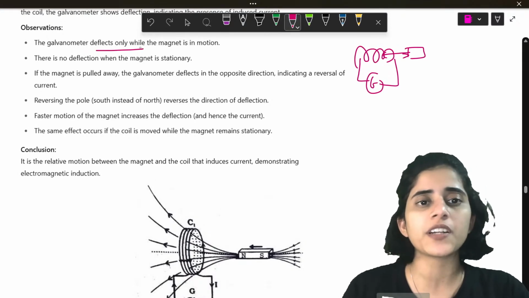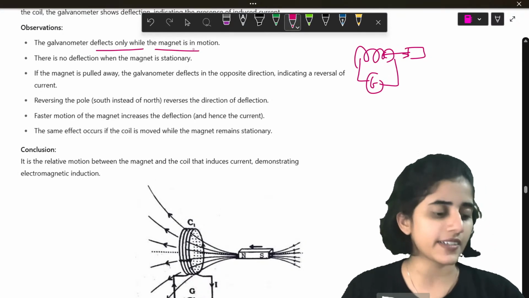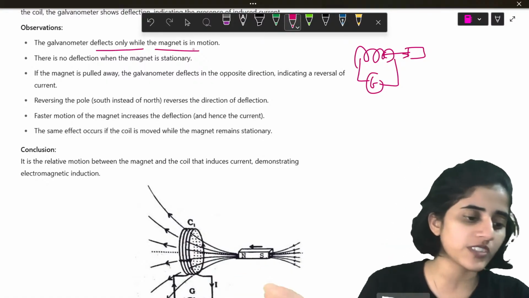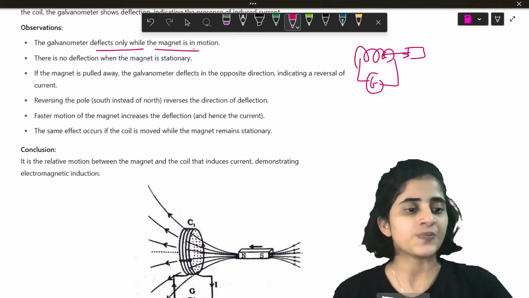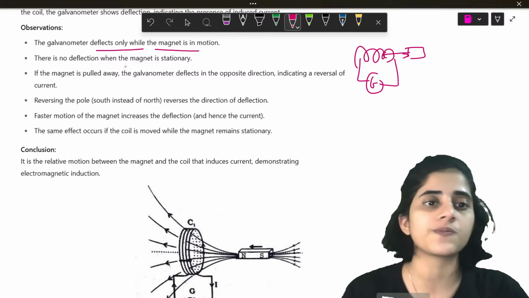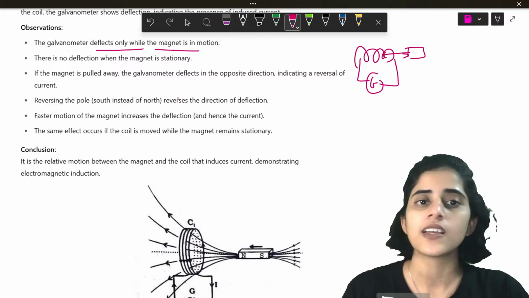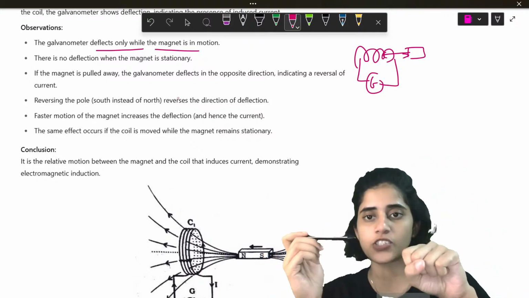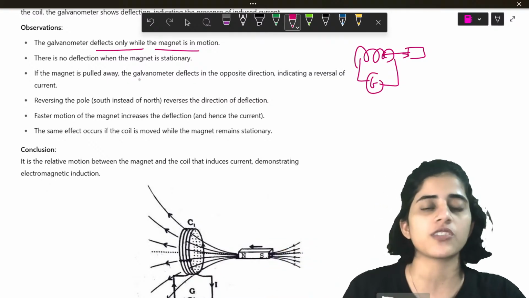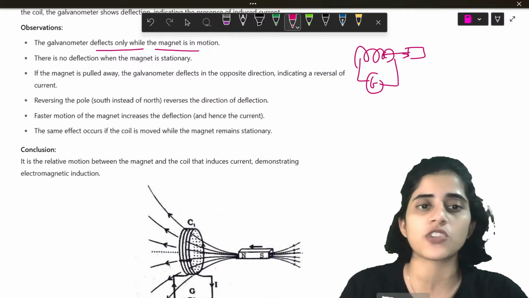So the galvanometer deflects only while the magnet is in motion. So when the magnet moves in and out, that's when the galvanometer deflects. When the magnet is stationary, okay, so this is a coil and the magnet is stationary, then there is no deflection. The galvanometer does not deflect.